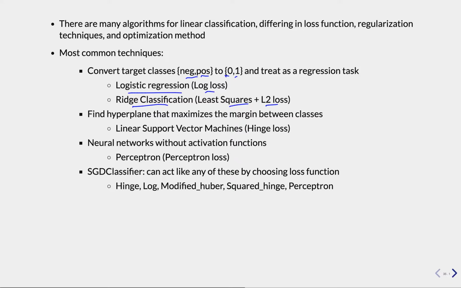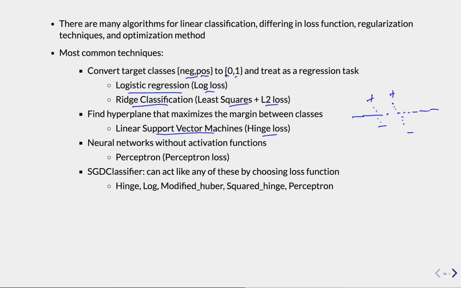Now, we can also try to find a hyperplane that maximizes the margin between classes. So if we have positives and negatives, we don't just want any line, but we want a line that maximizes the distance between the positive points and the margin and the negative points. It's an extra constraint that we put on the model, so hopefully it will generalize better. So this leads to linear support vector machines, which internally use the hinge loss.